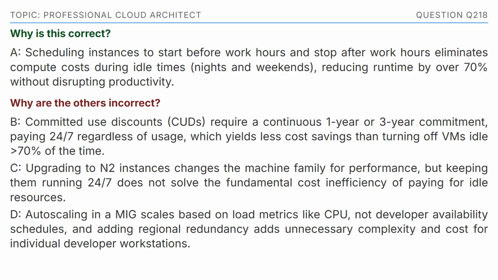B. Committed use discounts, CUDs, require a continuous 1-year or 3-year commitment, paying 24/7 regardless of usage, which yields less cost savings than turning off VMs idle greater than 70% of the time. C. Upgrading to N2 instances changes the machine family for performance, but keeping them running 24/7 does not solve the fundamental cost inefficiency of paying for idle resources. D. Autoscaling in a MIG scales based on load metrics like CPU, not developer availability schedules, and adding regional redundancy adds unnecessary complexity and cost for individual developer workstations.